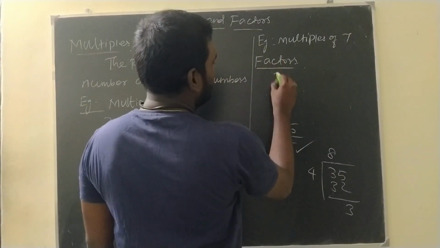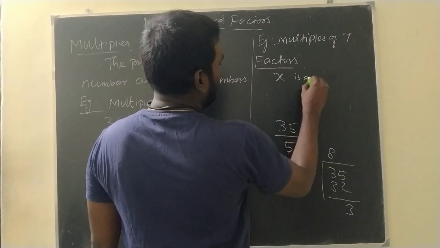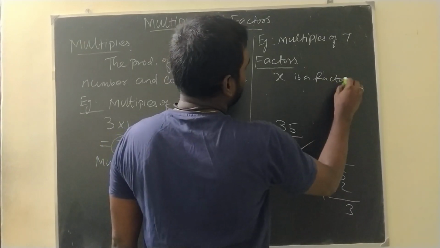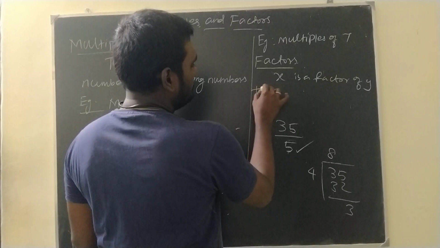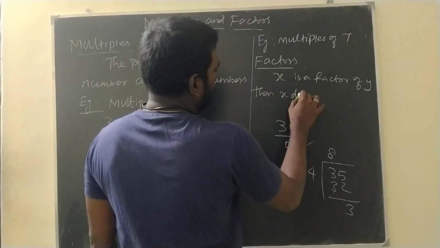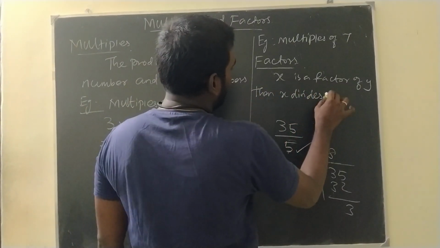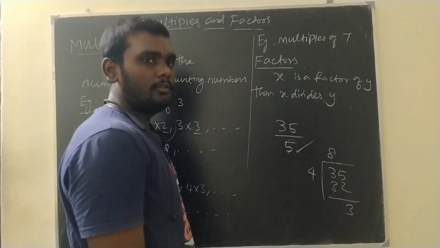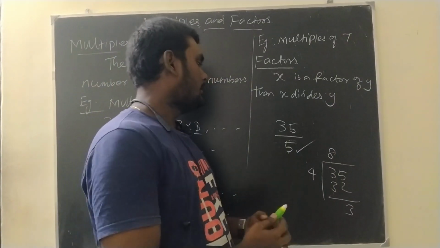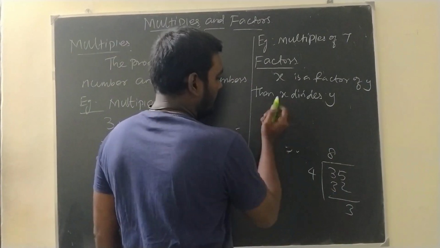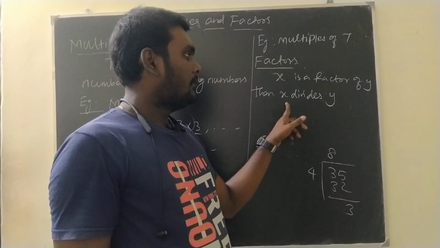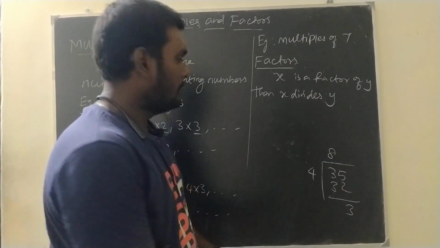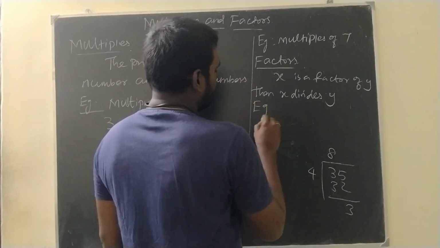or else see, if x is a factor of y, then x divides y completely without any remainder. Here we say 5 is a factor of 35 if 5 divides 35. We will list out all the factors.